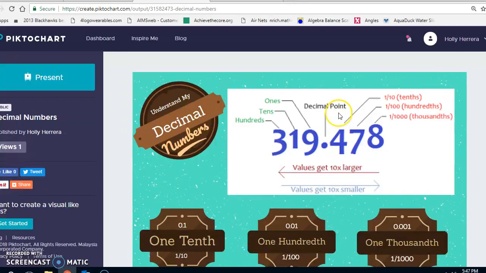So here I started off with just basic decimal place values. We really want them to understand that after the decimal point, we've got the tenths, the hundredths, and the thousandths. And then of course it continues on from that. The other piece that was important to me for them to understand is that as we move to the left, our values are getting 10 times larger, and as we move to the right, we're getting 10 times smaller. This is so important also as we move into comparing decimal numbers. So this would even be a reminder for students before I teach comparing decimal numbers.